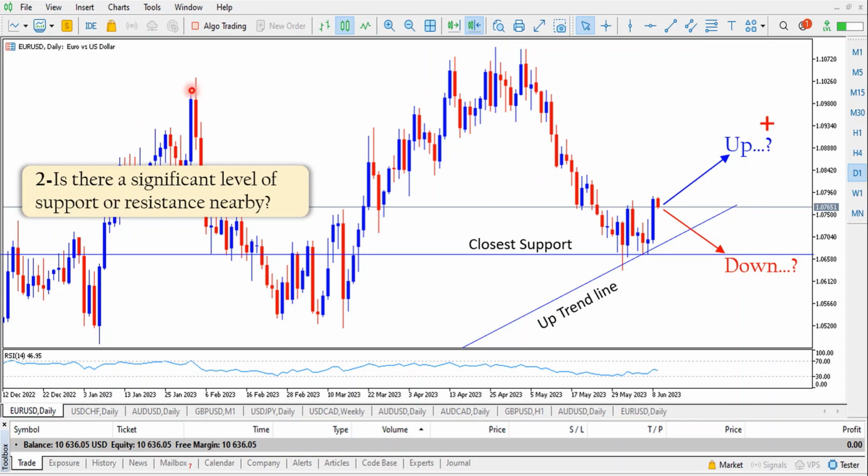So here, if you see this candle, it shows that here could be a strong resistance, because when the price reached this level, it bounced back to the downside a significant number of times. So I will draw another line here to specify the closest resistance. So here it is, our closest resistance.